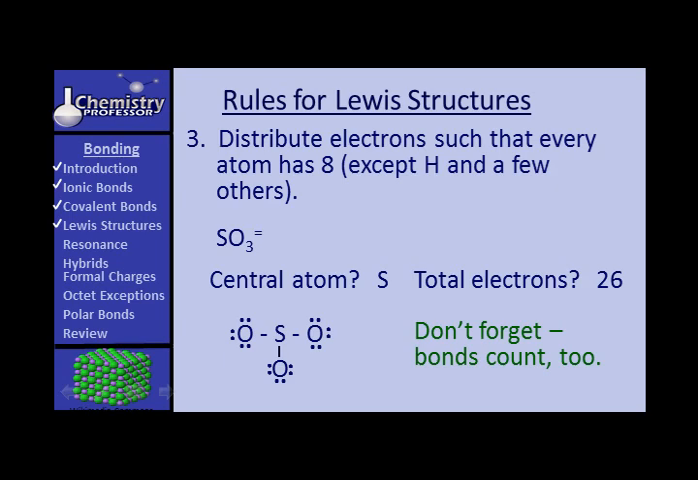Did you figure out how many there were there? Yeah, let's see. There's 2, 4, 6, 8, 10, 12, 14, 16, 18, 20, 22, 24. I need 2 more. How about here? There we go, 26 electrons. And we have the Lewis structure done for the SO3. Now, if you will notice, every element has 8 electrons.